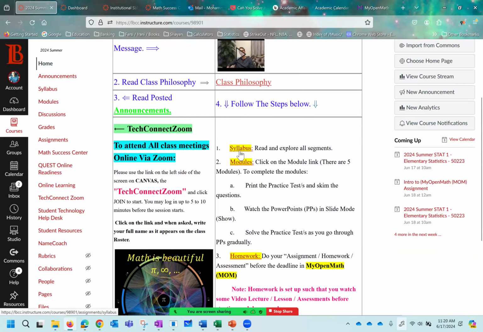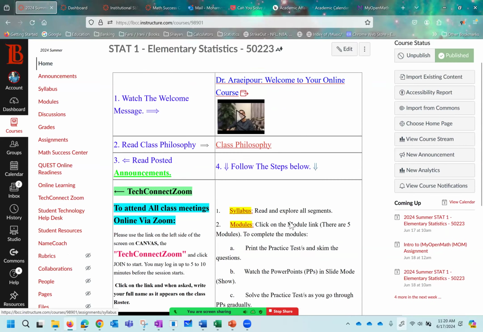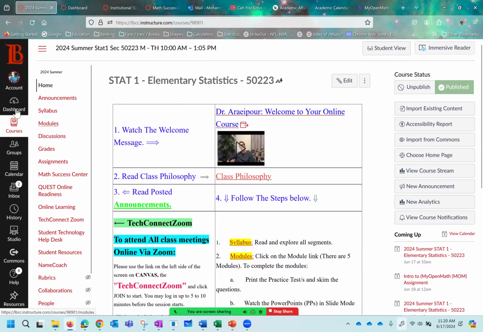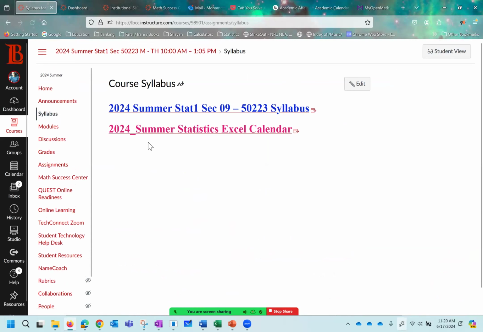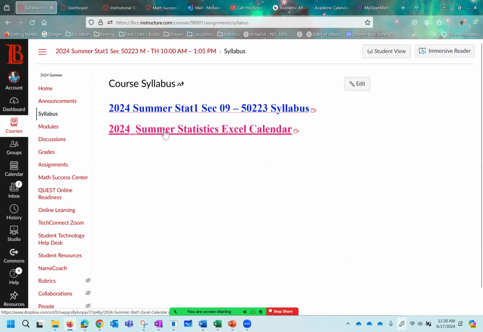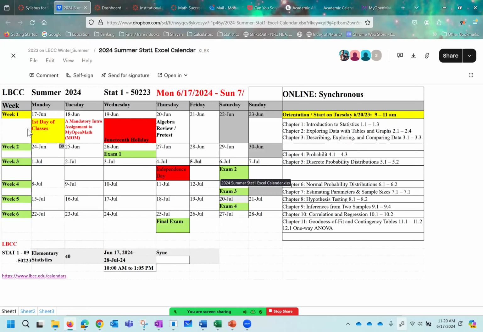I'm going to start with the first one, syllabus. And to get there, you have two choices. You can click on the syllabus here or the syllabus on the left navigation bar. So if I click here, we have the syllabus as well as the Excel calendar. So Excel calendar tells us that we have about 5 weeks, and this is the first day. The very first assignment is due tomorrow. And I've set up all the exams to be taken on Saturdays, except this one I had no choice. So next Wednesday is the first exam, and the final day is the final exam, which is Thursday.